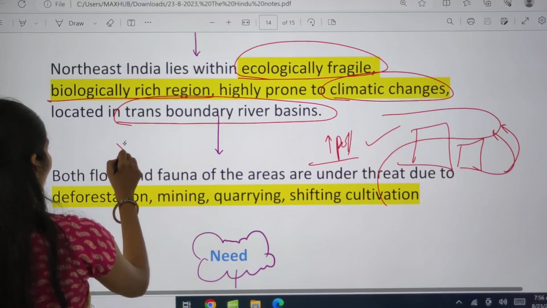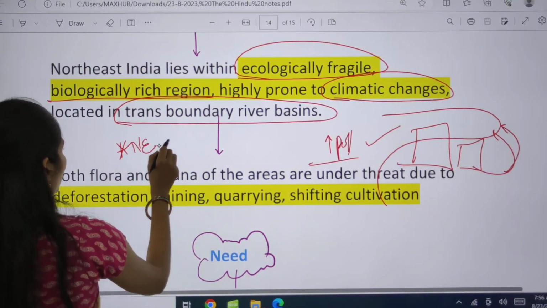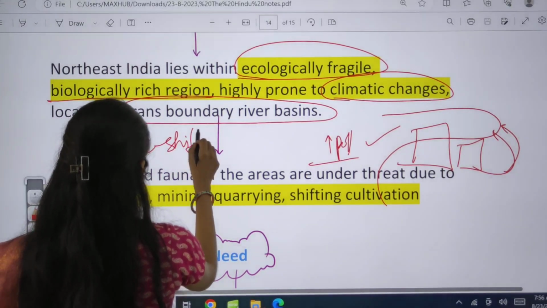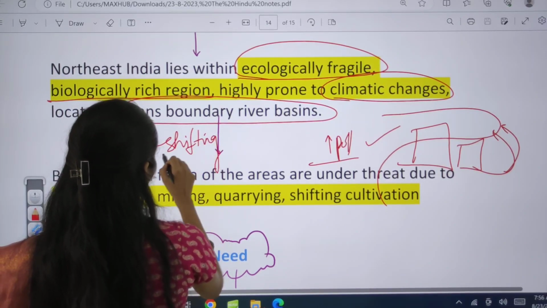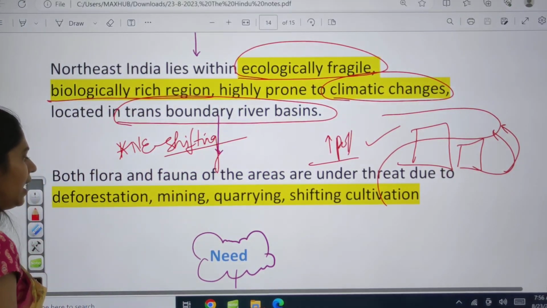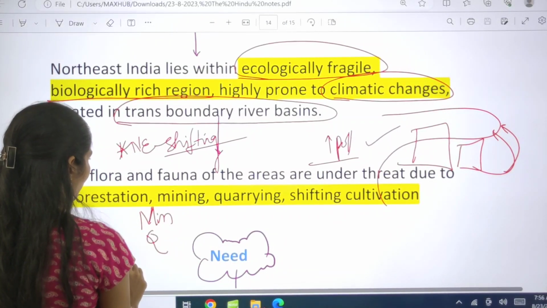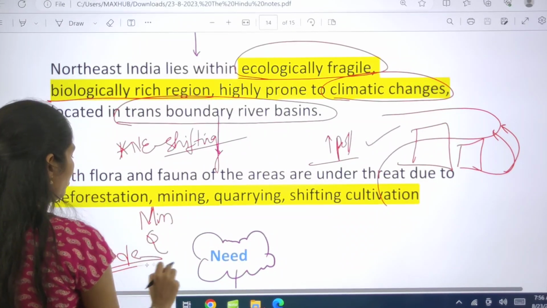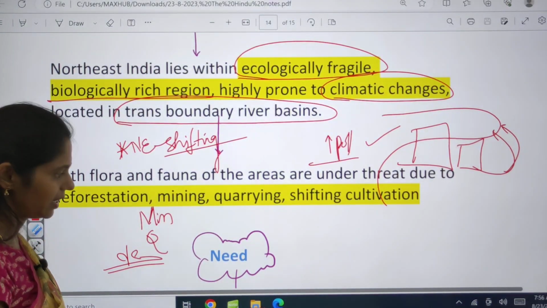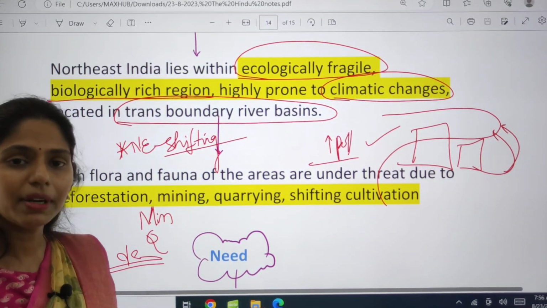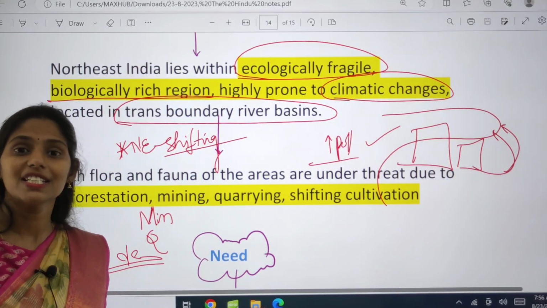And one important problem that is seen in the northeast is shifting cultivation. Shifting cultivation by the tribal people, and because of mining, quarrying and deforestation also, flora and fauna are under threat now. So what can be done in this present situation? So what is the need?